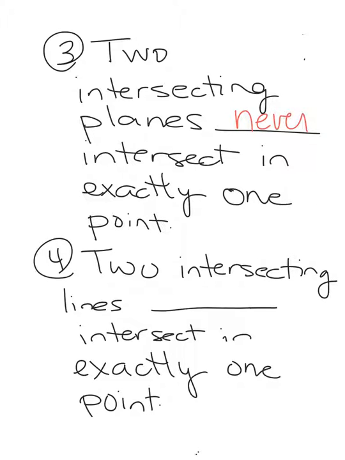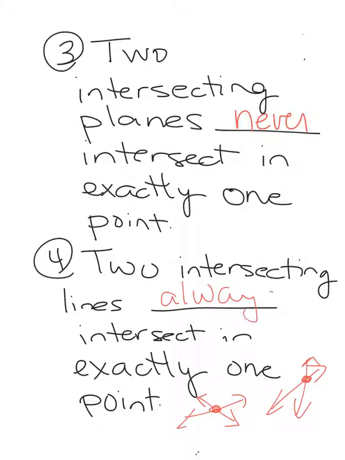The next statement says 2 intersecting lines, and again, sometimes, always, never, intersect in exactly 1 point. Well, they're telling us the lines are intersecting. So if I draw 2 intersecting lines, doesn't matter if I have them intersect here, if I draw another example and they intersect over here, regardless of where I have them intersect, they do intersect in a point. So 2 intersecting lines always intersect in exactly 1 point.